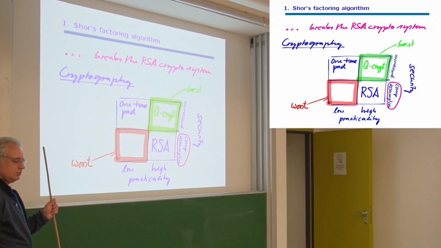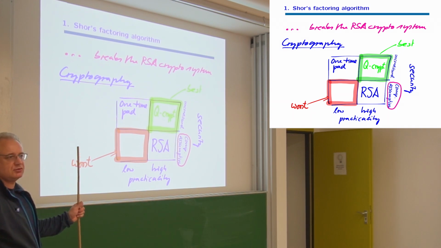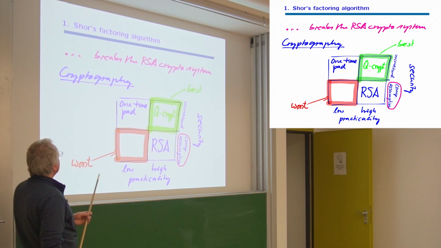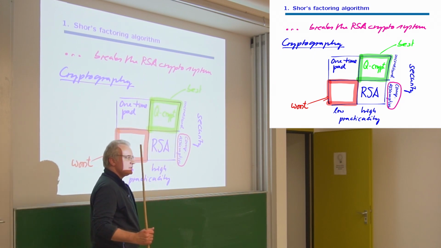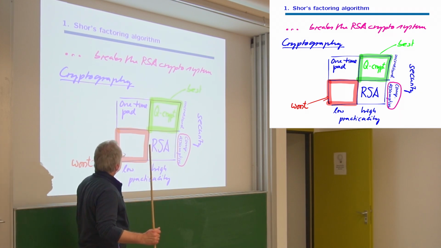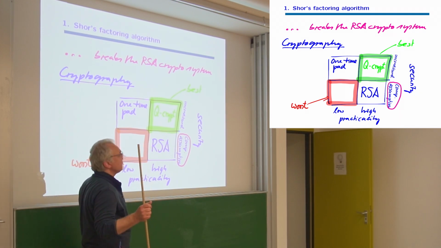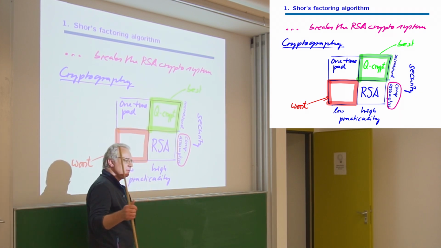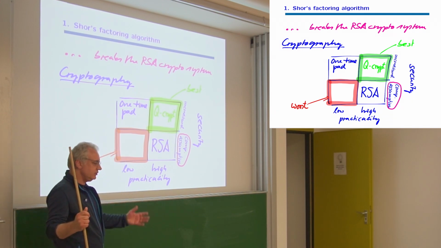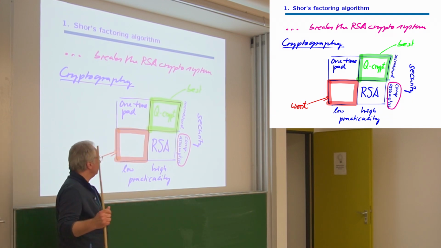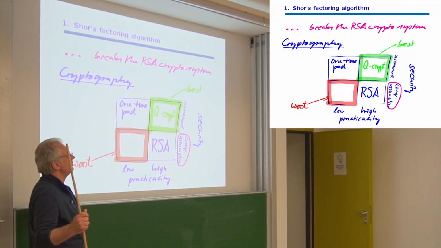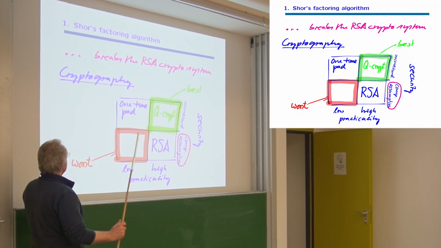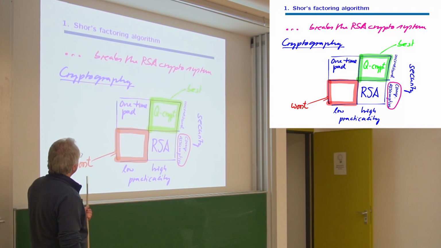Namely, it's anti-cryptography, so to speak. It breaks the RSA encryption. RSA is what you use when you go shopping with a credit card, and the quantum computer can break that. So when useful quantum computers become available, maybe you have to switch your credit card for something else.